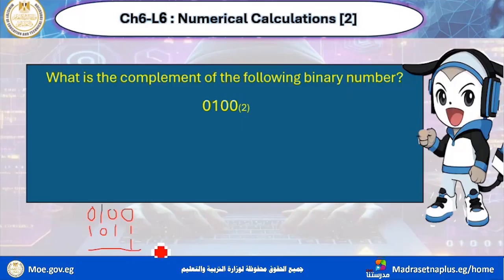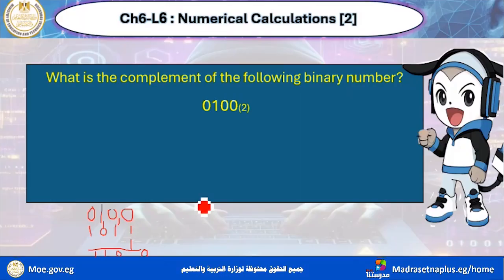Okay, do you remember adding? 1 plus 1 equal to 0. And we will carry 1 here. 1 plus 1 is equal to 0. And we will carry 1 here. 1 plus 0 is equal to 1. And 1 plus 0 is equal to 1. So the result is 1, 1, 0, 0.